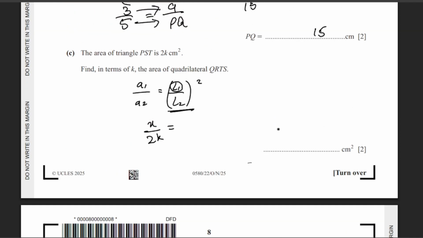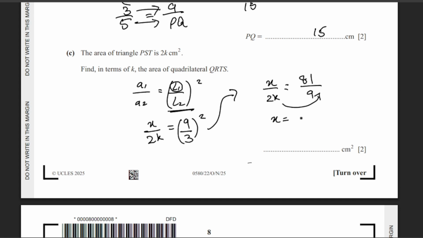Now remember, QR is going to come on top because we have kept the bigger triangle on top, and this is going to be whole squared. Let's just solve this on this side over here. 2k equals the square of 9 over the square of 3. 9 times 9 is 81. The square of 3 is 3 times 3, which is 9. We just need to multiply by 2k on this side. We're going to get x equals 81 over 9, which is 9, multiplied by 2, so x is equal to 18k.